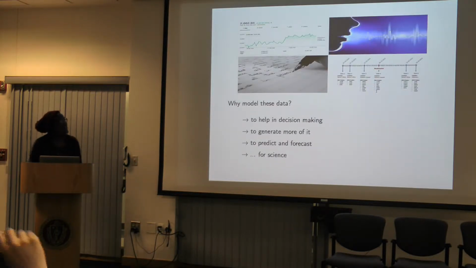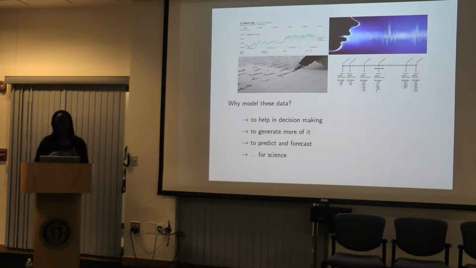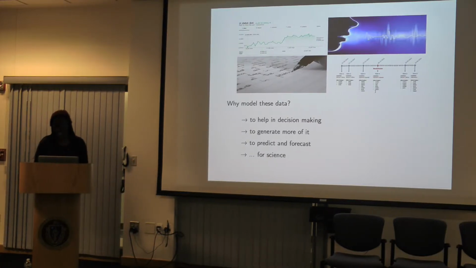So why do we need to model these types of data? Because we want to help in decision making. You want, for example, to trade, and for that you need to be able to have a model of the past price for the stock. And we also want to model this data because we are somehow interested in generating more of it to help in supervised models. We also want to model this data to be able to do prediction and forecasting, and simply to do science.